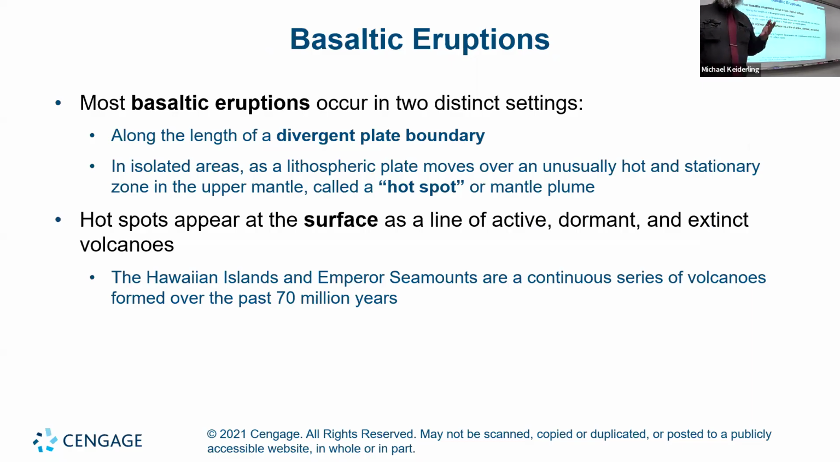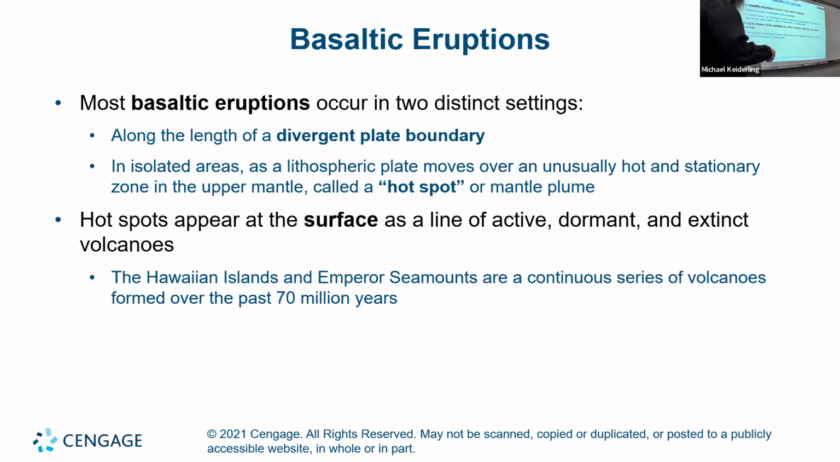There are other hotspots out there. Not all of them have volcanoes. So the other famous hotspot in the US is Yellowstone National Park. It has lots of hot springs and other stuff. There's lots of geothermal energy, but there's not actually any volcanoes forming. And hotspots appear at the surface as a line of active, dormant, and extinct volcanoes. Active volcanoes are active. Dormant volcanoes might become active again, and extinct volcanoes are not going to be active again.